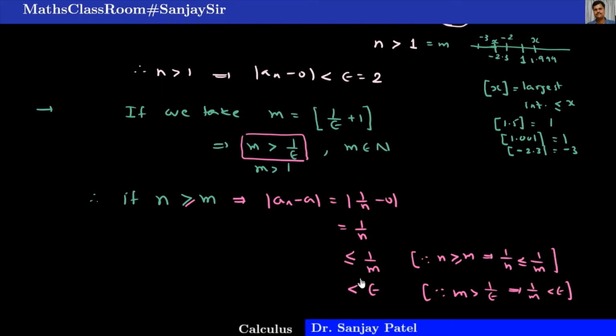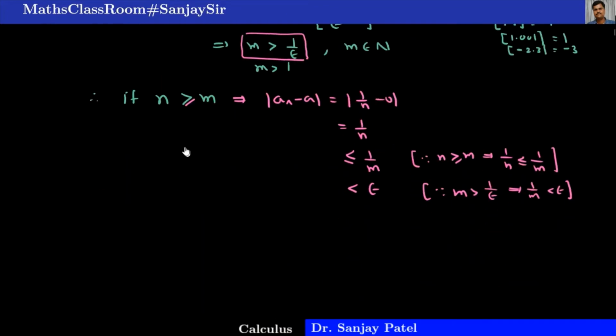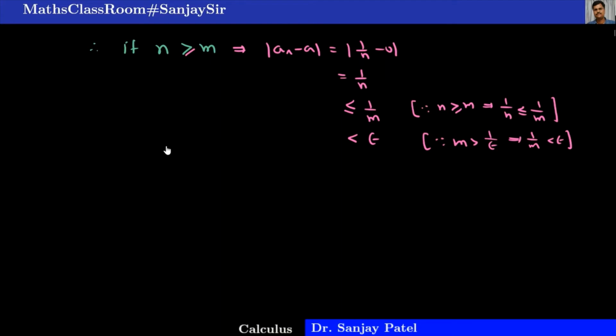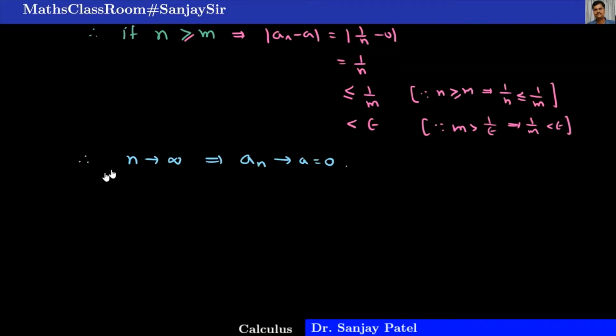So this suggests that given any epsilon, if you can choose a number n such that this happens, then we say that this a is the limit of the sequence an. Therefore we say that as n goes to infinity, or n becomes very, very large, the given sequence an approaches the number a, which is 0 in this case. So using this concept and discussion, now we are in a position to define the meaning of limit of a sequence mathematically. So let us write down the definition of limit of a sequence.